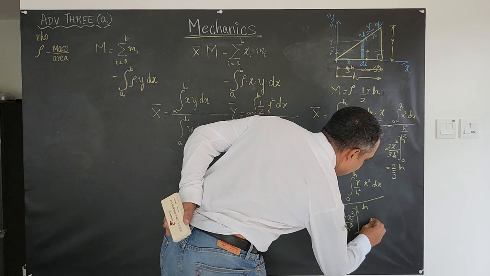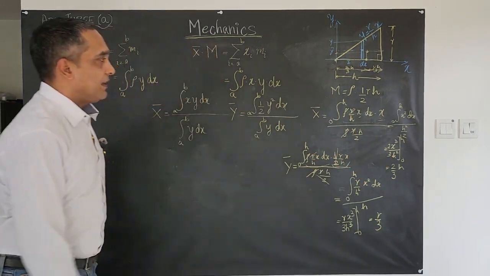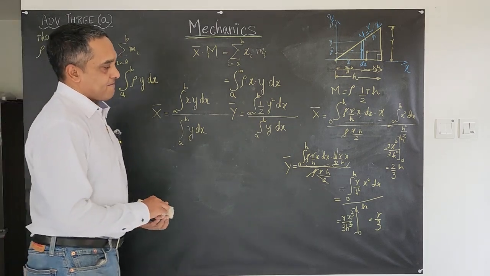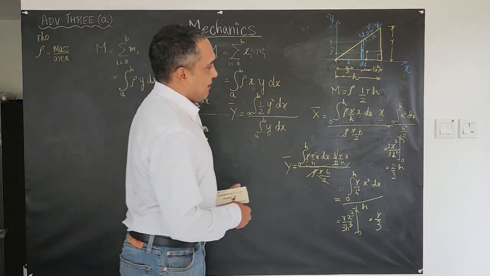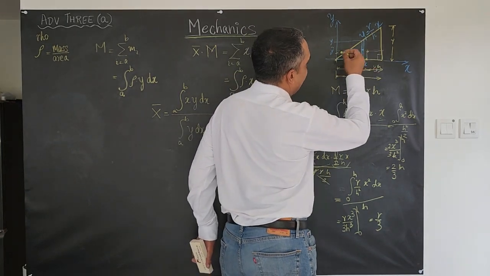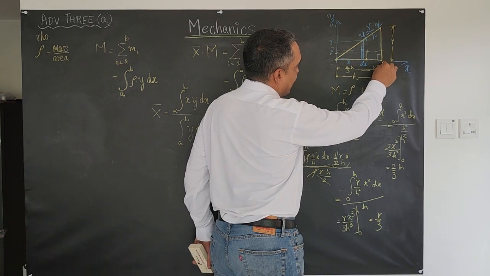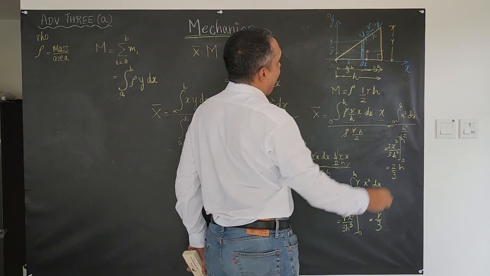So this would be nothing but r by 3. And logically, you can do the math. If you do another mechanism of x and y, this is 0 and 0. This is h and 0. This is h and r.